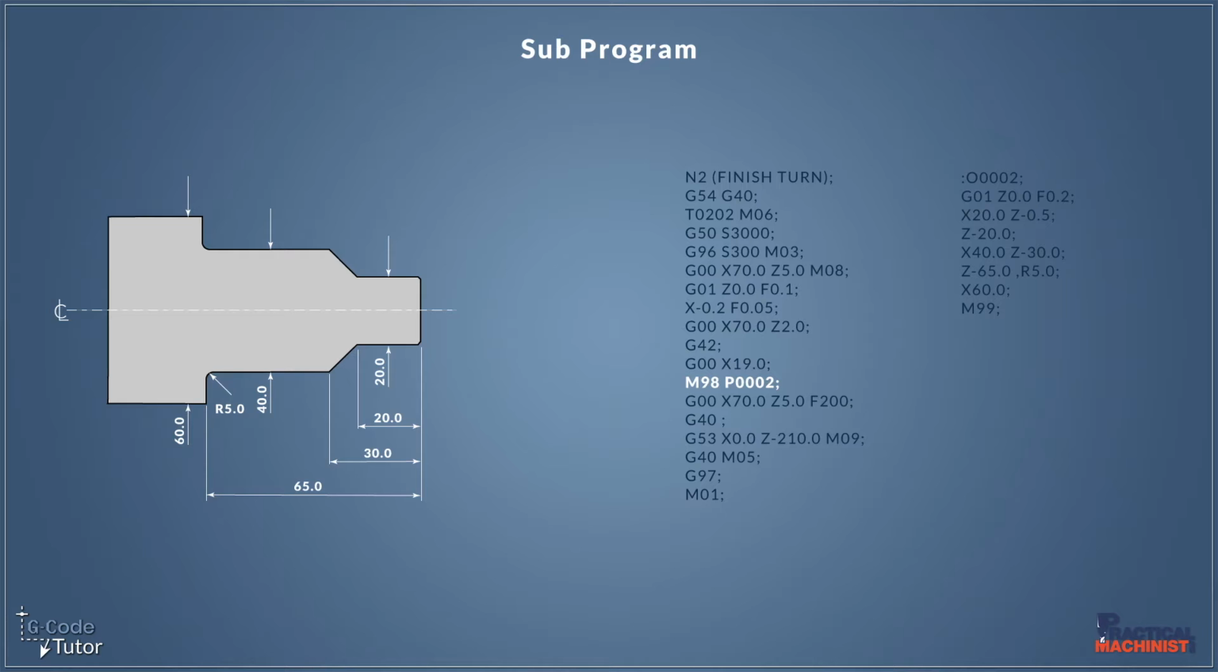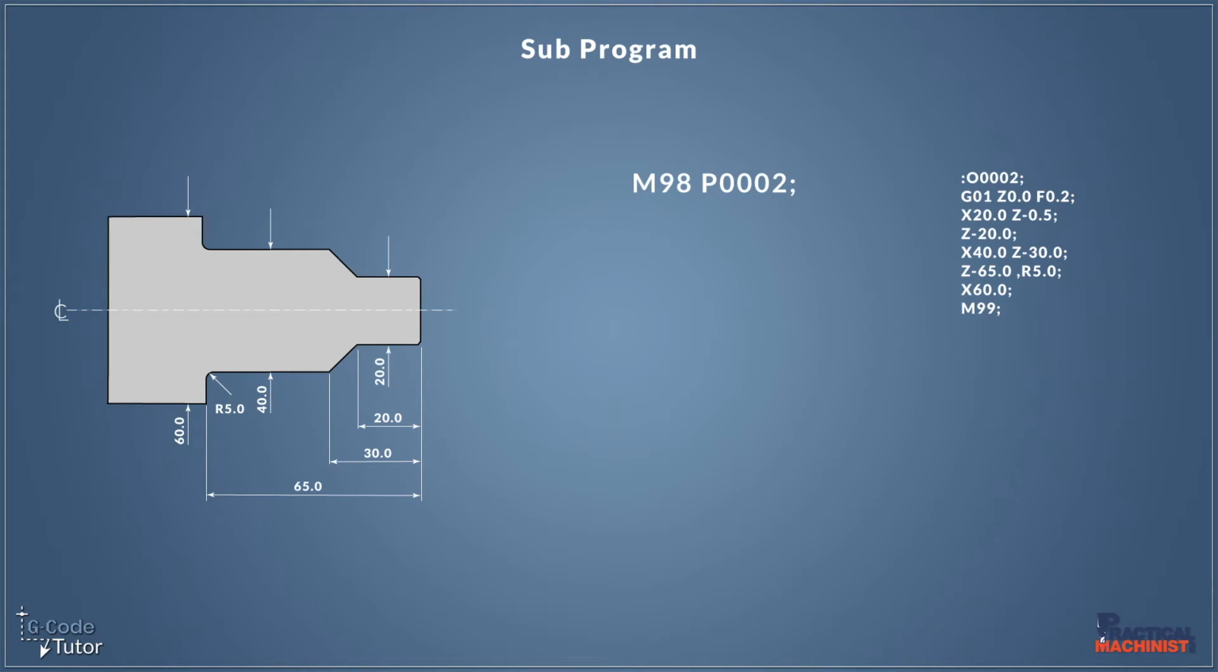M98P0002. So what this does, the M98 is the M code that calls the subprogram. And this P value here, this is our program name. So P0002, we'll call the program 0002 from our machine memory.